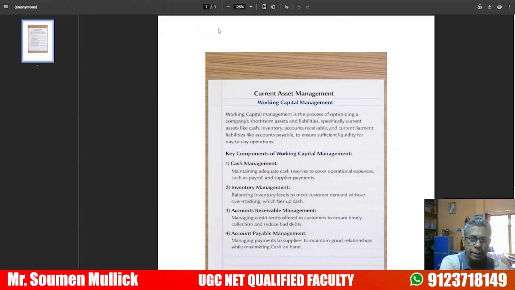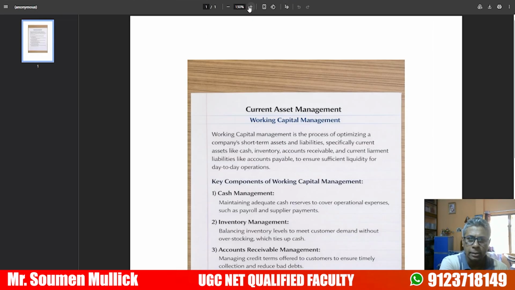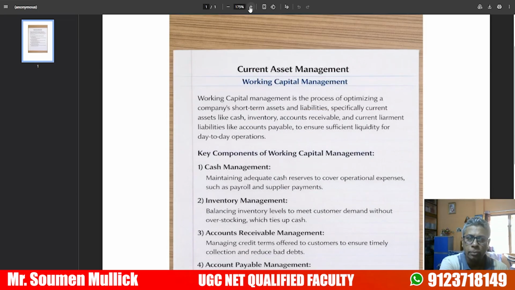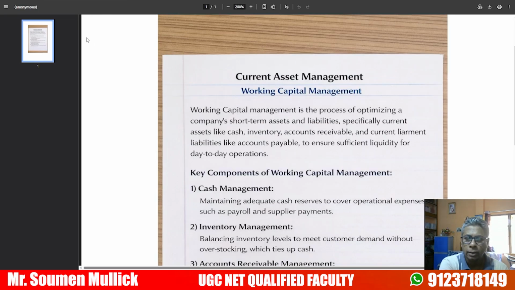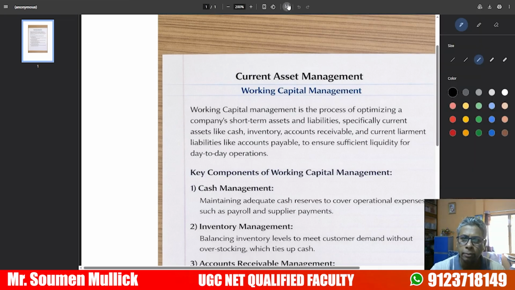Next important area is current asset management. So, my dear student, you have to remember the current asset. What is the current asset? Current asset means the working capital. Working capital management is a very, very important part of financial management. Working capital is the process of optimizing the company's short-term assets. Working capital is related to short-term assets and liabilities.